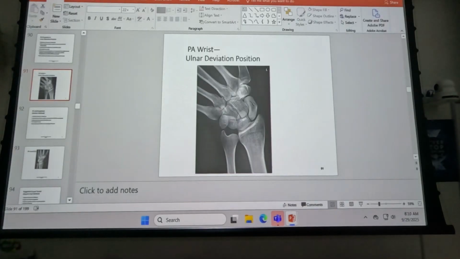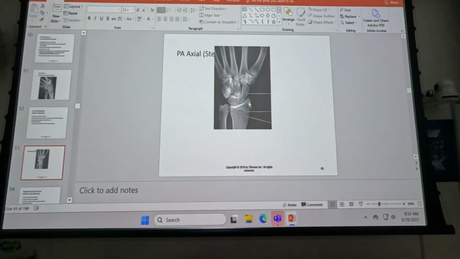So again, that's the ulnar deviation, the Stecher Method. It kind of looks like a PA wrist on a hand that is just a little weird looking, right? So the bones look like they're a little bit stretched out, and that's because of that angulation. You get distortion, elongation of the anatomy.